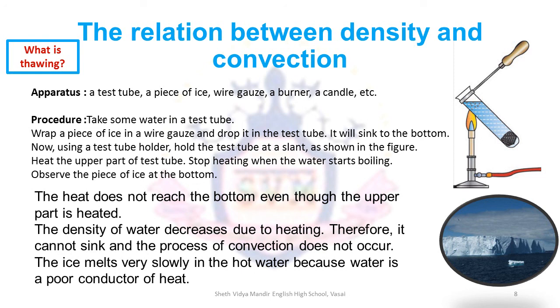The ice will melt very slowly in the hot water because water is a very poor conductor of heat. And because water is a very poor conductor of heat, the heat will not travel down from the top of the test tube to the bottom of the test tube. So water will not sink and the ice will melt very slowly.